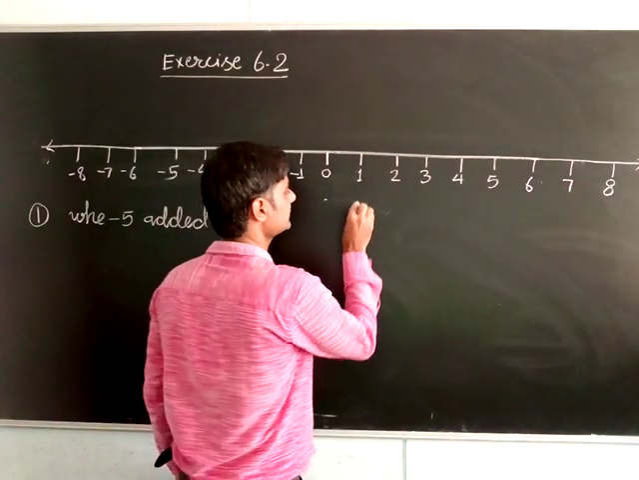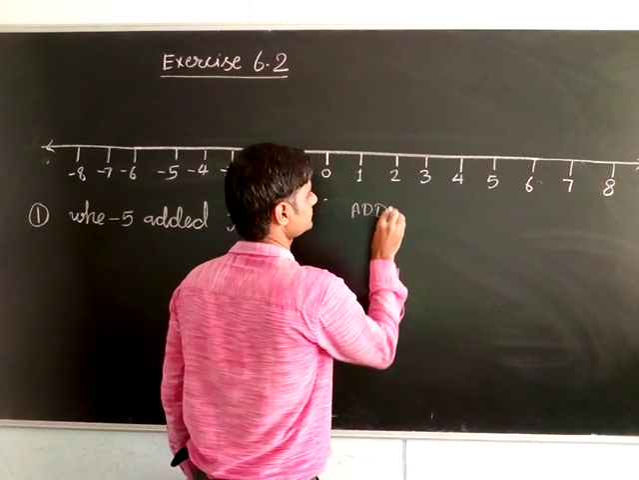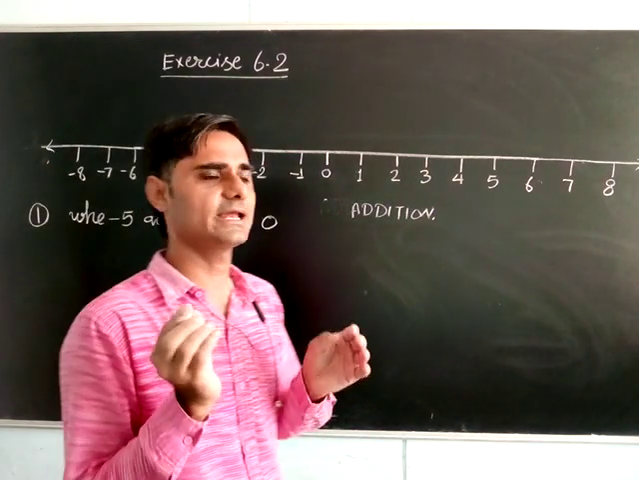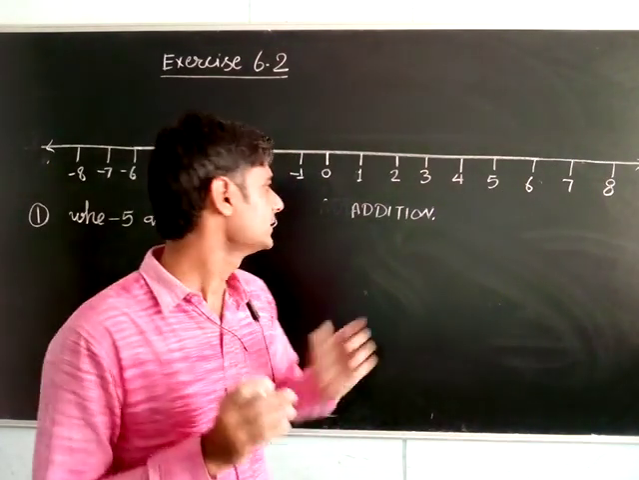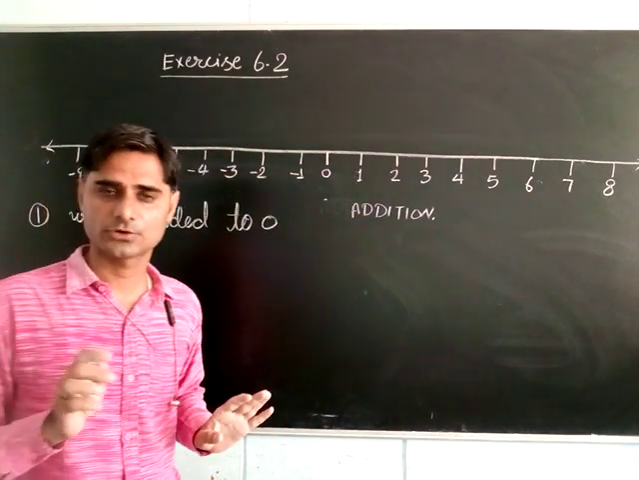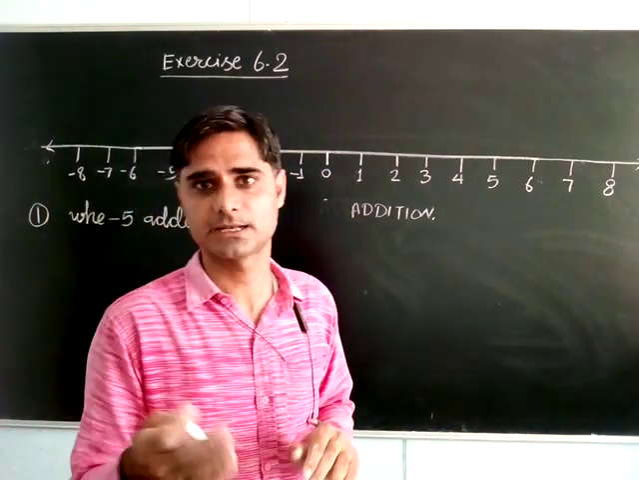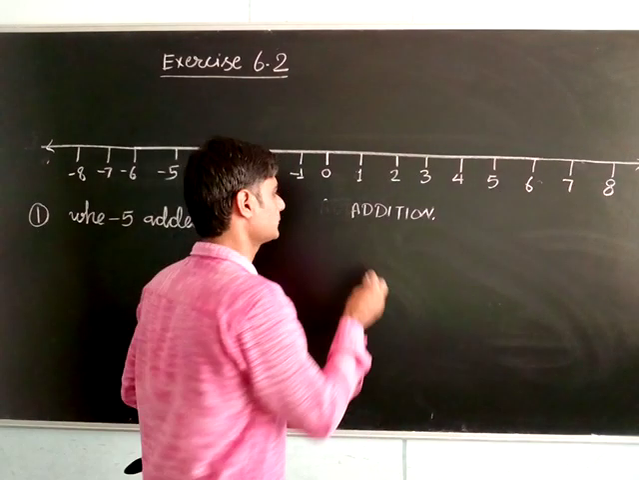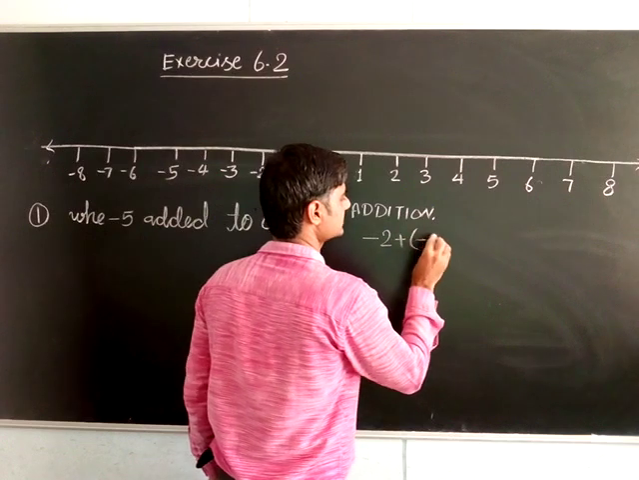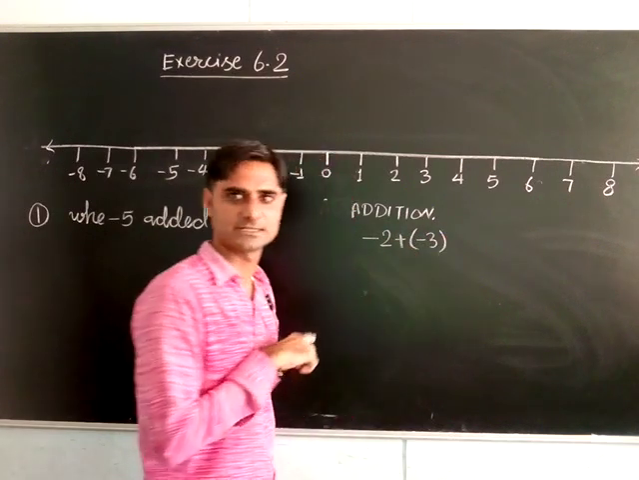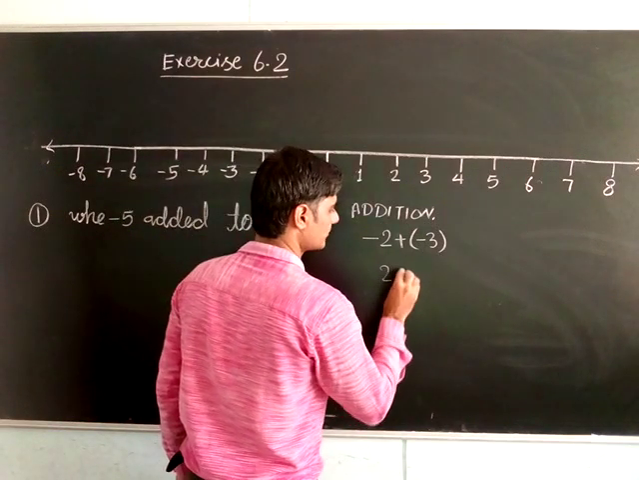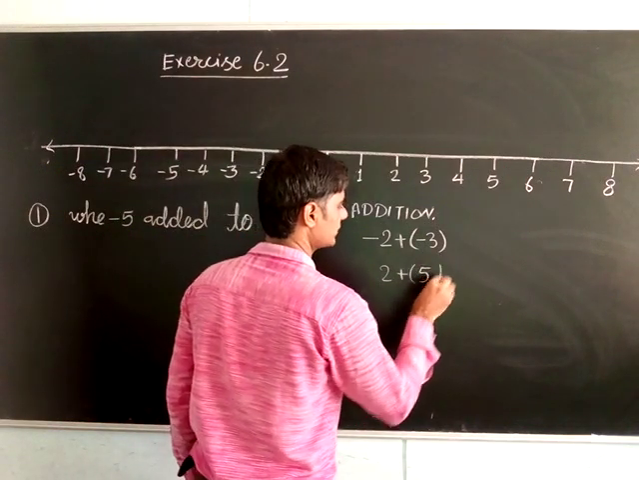So first of all, see, we are talking about addition. Addition means when we are adding two things. Okay, so two numbers are there, maybe positive, maybe negative, maybe 0. If two numbers are having same sign and we are going to add them. Suppose numbers are there, one is -2 plus -3. I am going to add this one. Other numbers are 2 plus 5. We are going to add them.